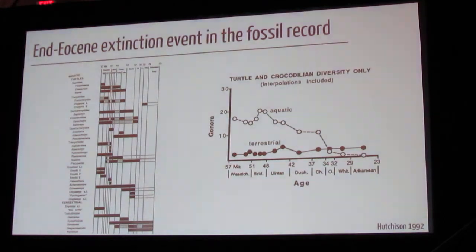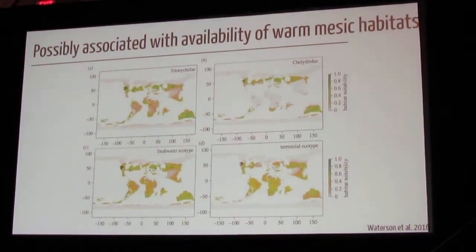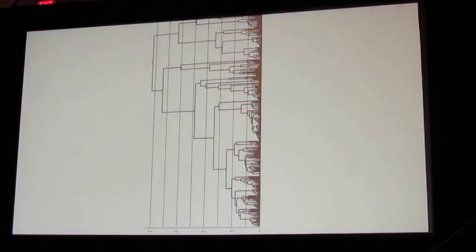People have followed up on this work, trying to test this idea of cool and dry versus warm and wet by doing some paleoclimate envelope predictions, again based on fossils. Here I'm showing you fossil occurrence data for a few different groups, and these maps are painted according to paleoclimate suitability for them. The basic finding from this work is, again, that warm mesic habitats seem to be critical for diversification. So that sets up a hypothesis that we can test with our tree.